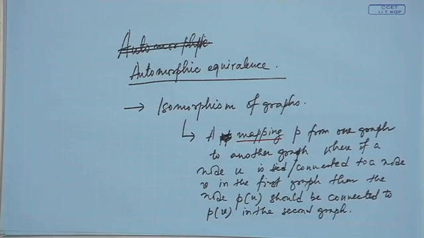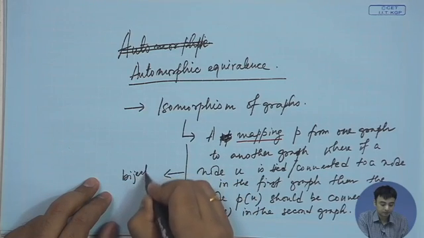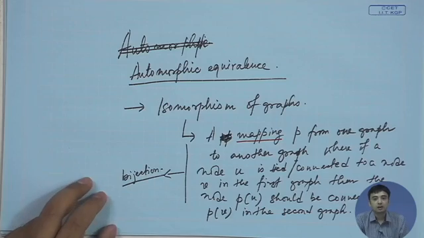So basically an isomorphism is a form of mapping. We define this mapping P from one graph to another graph, such that if there is an edge between two nodes U and V in the first graph, then there will be an edge between the nodes P(U) and P(V) in the second graph, and this mapping is a bijection. So we will take a typical example of isomorphism, and then establish the concept of automorphism.